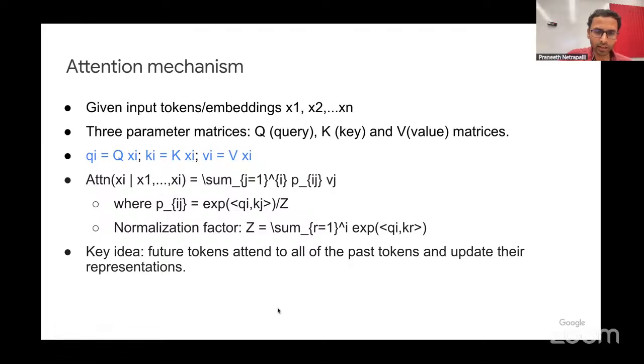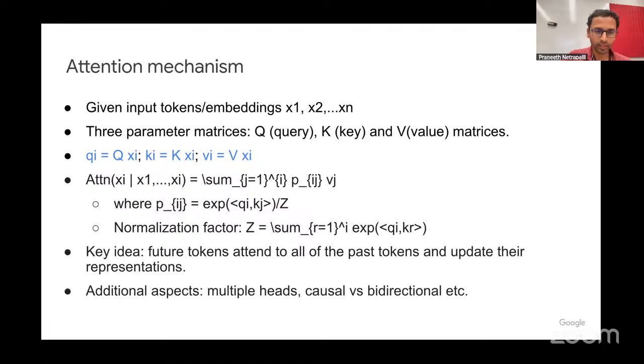And the key idea is that the future tokens attend to all of the past tokens. They look at what the past tokens were, and based on that, they're able to update their representations, right? And there are many additional aspects, such as we can take multiple heads and then combine the outputs of these multiple heads. And here we are looking at causal because j goes only from 1 to i. Bidirectional would have had j equal to 1 to n. So there are many variants, but this is the basic and fundamental formulation of the attention layer in a transformer.